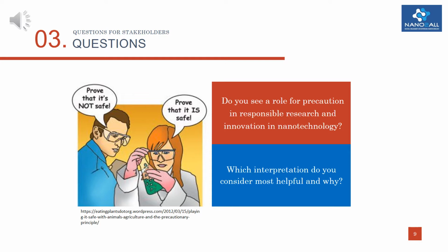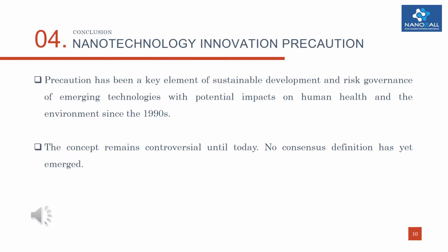Do you see a role for precaution in responsible research and innovation in nanotechnology? Which interpretation do you consider most helpful, and why? To conclude, precaution has been a key element of sustainable development and risk governance of emerging technologies with potential impacts on human health and the environment since the 1990s. The concept remains controversial until today. No consensual definition has yet emerged.